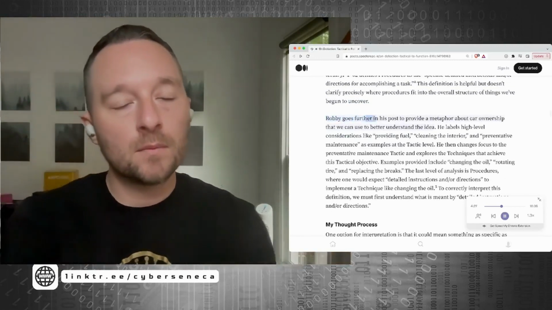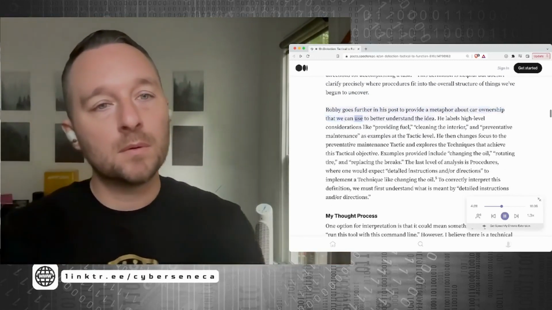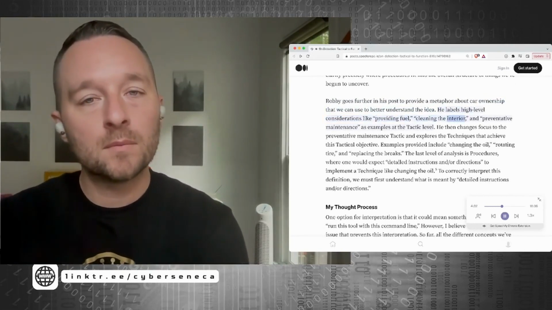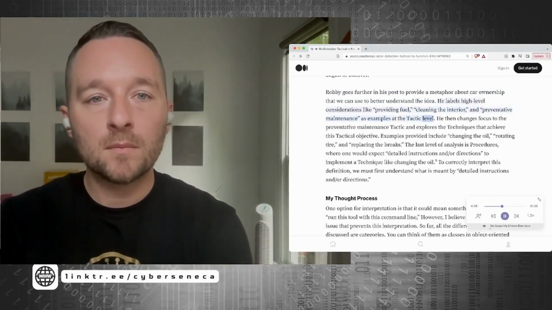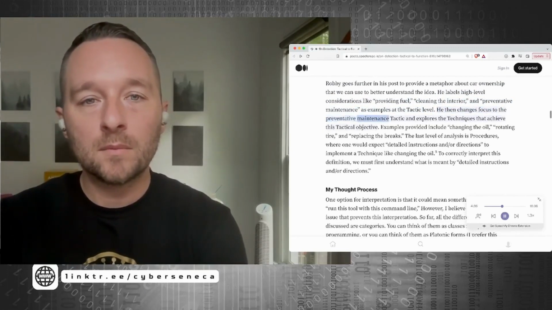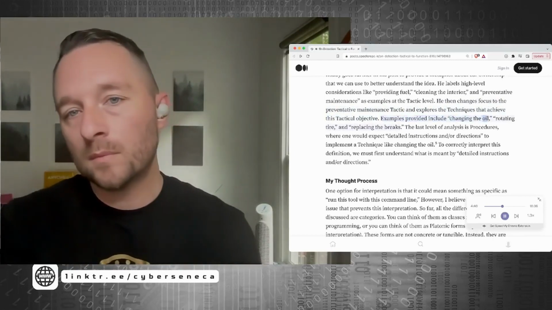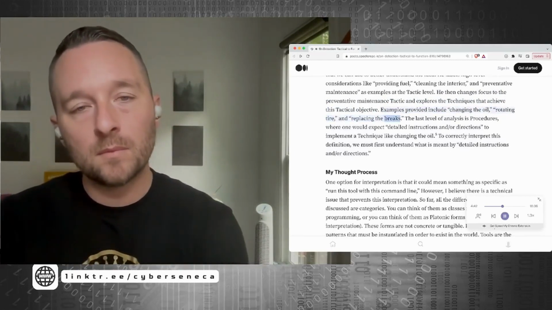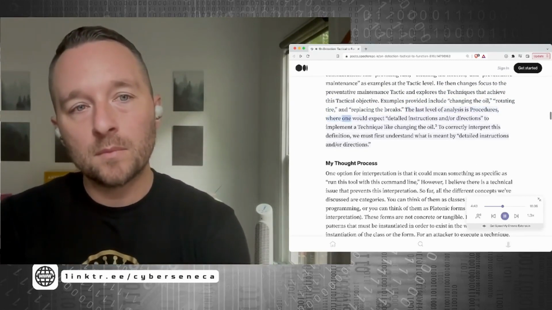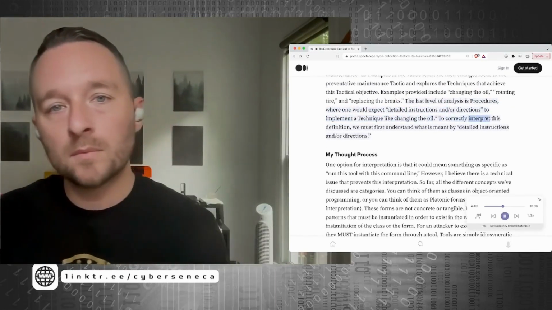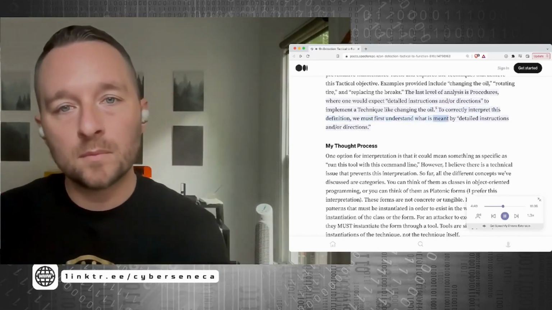Robbie goes further in his post to provide a metaphor about car ownership that we can use to better understand the idea. He labels high-level considerations like providing fuel, cleaning the interior, and preventative maintenance as examples at the tactic level. He then changes focus to the preventative maintenance tactic and explores the techniques that achieve this tactical objective. Examples provided include changing the oil, rotating tires, and replacing the brakes. The last level of analysis is procedures, where one would expect detailed instructions and or directions to implement a technique like changing the oil. To correctly interpret this definition, we must first understand what is meant by detailed instructions and or direction.